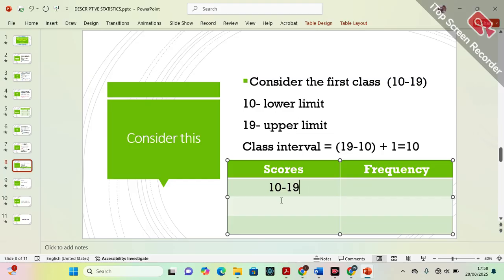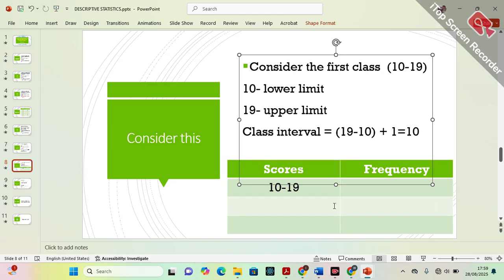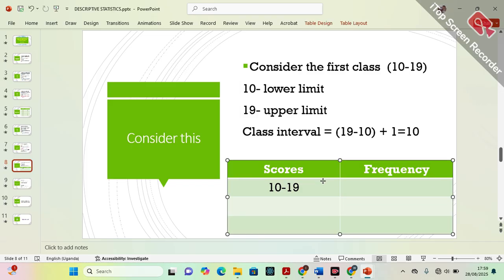Now, how do I get to know the next range here? You see, there is a simple way. We've been able to find the class interval here by getting the upper limit minus the lower limit, which is 19 minus 10. You get 9, then plus the 1 as per our formula in the previous lesson. So if I get that 9 plus 1, I'll get the 10. This is my class interval. Now I want to use the class interval to determine the next class here. How do I do that?